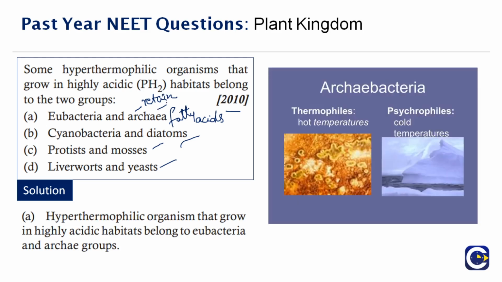To your right side, you can see the image of cold temperatures and hot temperatures. There are microorganisms that can survive even in these conditions. They are called extremophiles or hyperthermophiles. The correct answer to this question is option A.